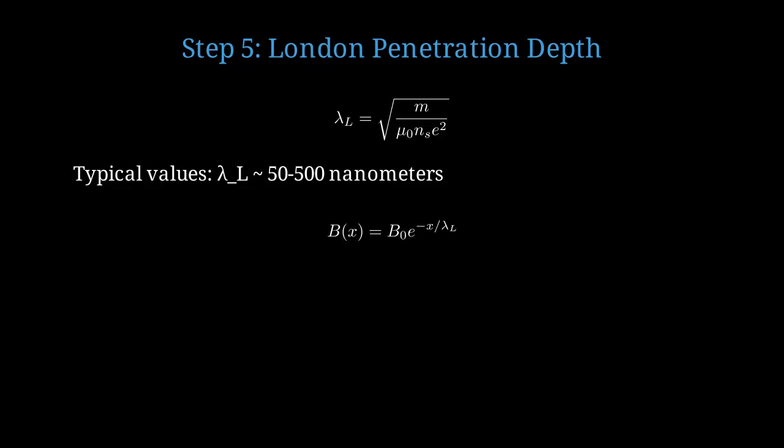The magnetic field, as a function of depth x, decays as B(x) equals B0 times e to the negative x over lambda_L. Exponential decay.